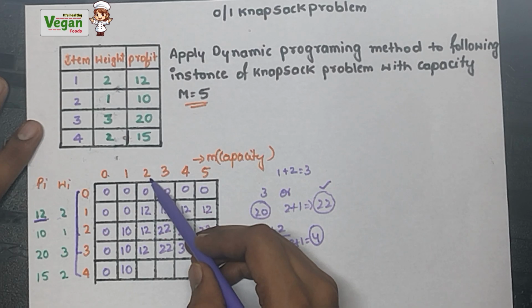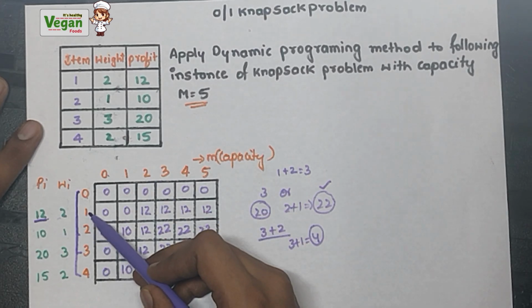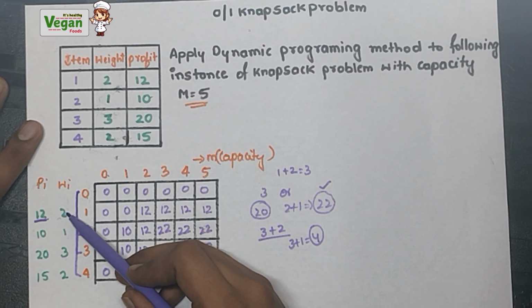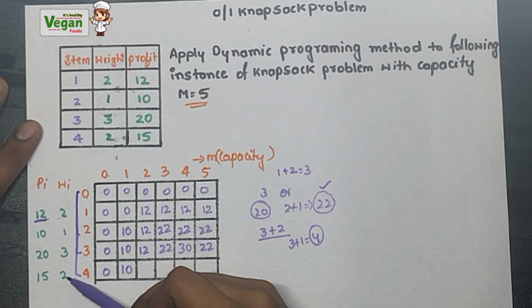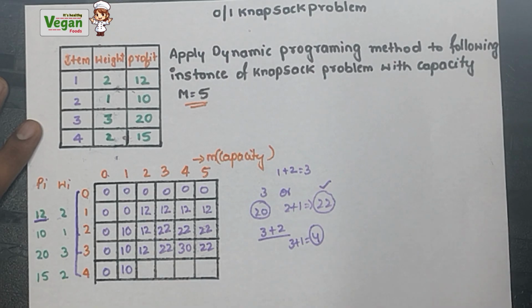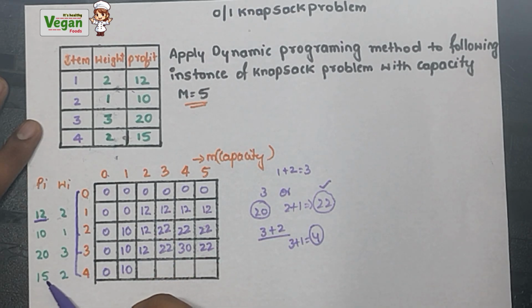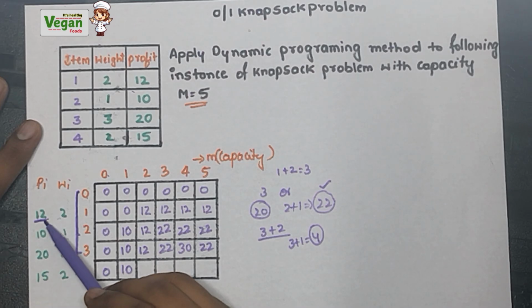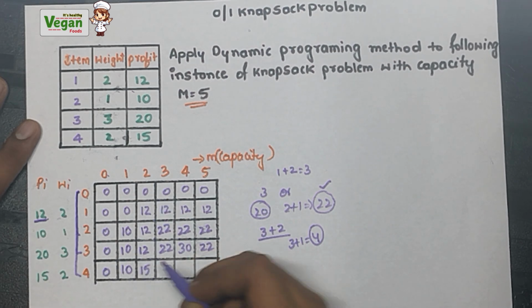Capacity is equal to 2. So in this case, I can fill 2 objects. That is, either I can fill the first object whose weight is equal to 2, or I can fill the fourth object whose weight is equal to 2. But I will choose in a way that the maximum profit will be written in this box. So this profit is equal to 15. Object 1's profit is equal to 12. Whose profit is more? Fourth object's profit is more. So I will fill 15 right here.